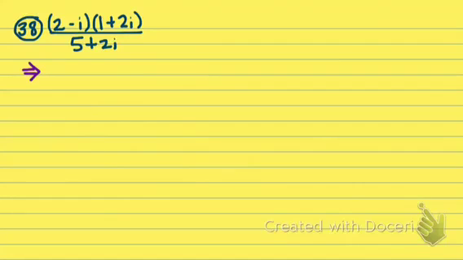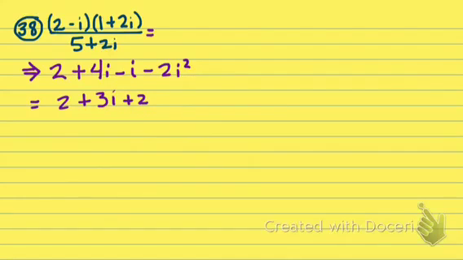So I'm going to foil the top first, which would give me 2. And then when I multiply 2 times 2i, I get 4i. And then for my inner pair, I get minus i. And then for my last terms multiplied, I get minus 2i squared, which is 2. And then when I combine my i terms, plus 3i. And remember, i squared changes the sign of whatever it's attached to, so this is plus 2. So now I know the top is really 4 plus 3i.